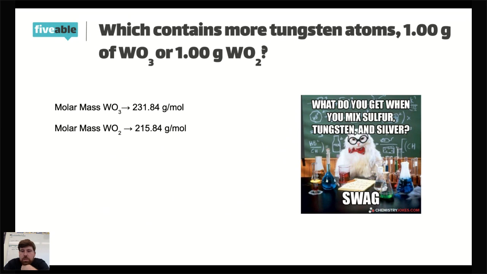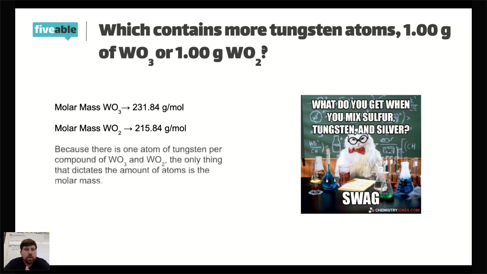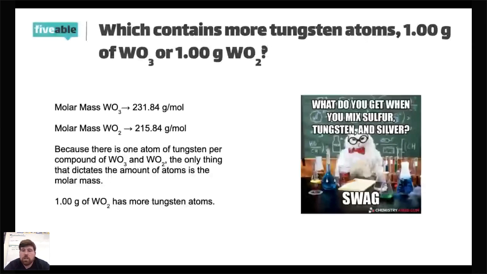All right, so I'll go ahead and move on with this. What I want to take away from this is that there's 1 atom of tungsten per compound in both WO3 and WO2. Because of that, the only thing that truly matters is the molar masses. You're going to be taking the 1 gram and dividing it by the molar mass and then setting up a 1-to-1 mole ratio because there's one atom of tungsten for every one compound. By doing so, we find that 1 gram of WO2 has more tungsten atoms than this.